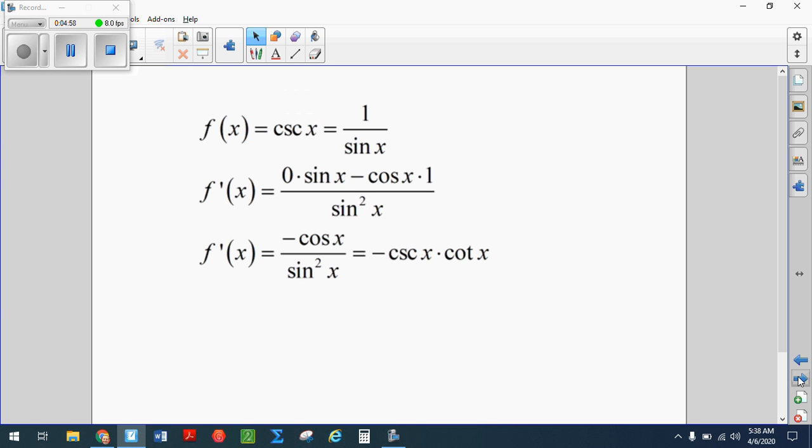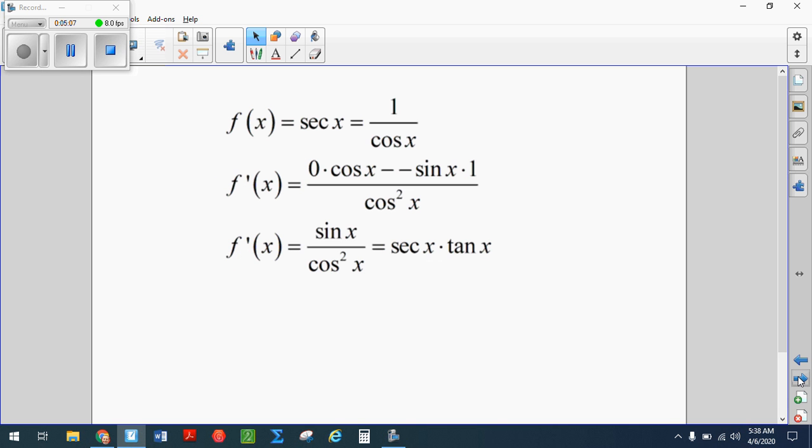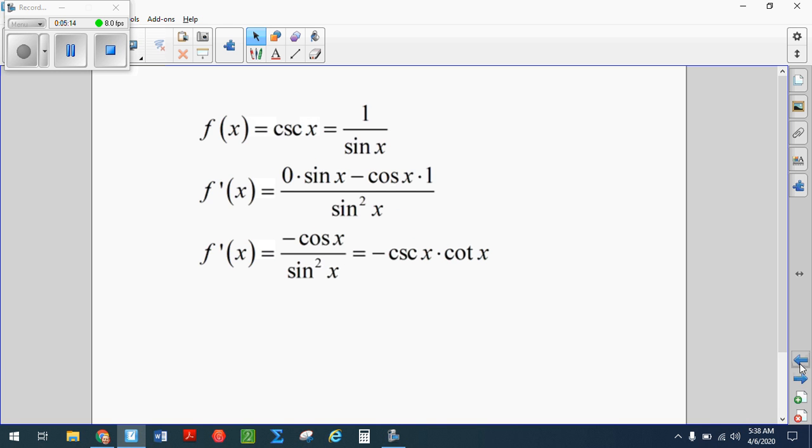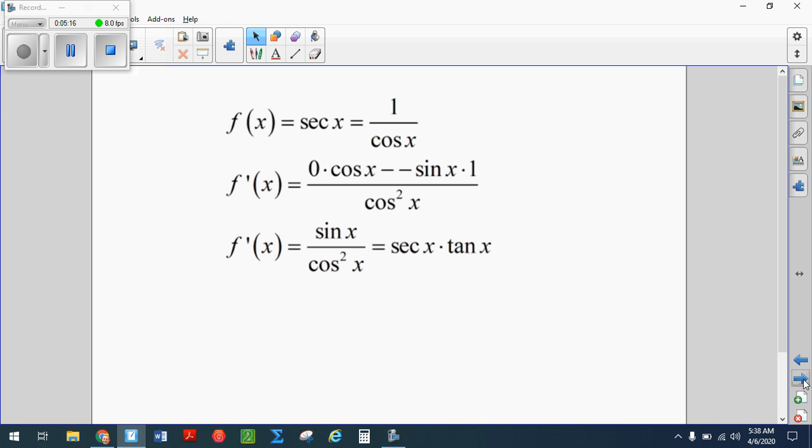Derivative of cosecant is negative cosecant times cotangent, and the derivative of secant is secant times tangent. So negative cosecant cotangent, positive secant tangent.